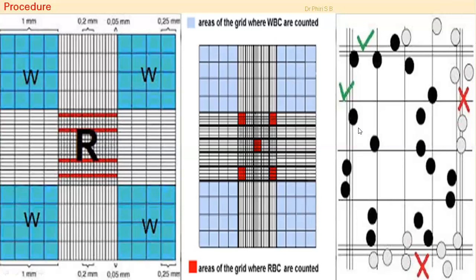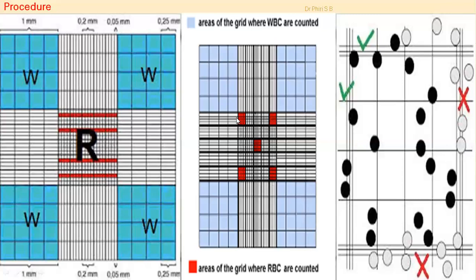I hope you understand. So in this case, if you're just counting those cells touching the top margin and the left margin, then all the cells touching that line, you count them. So you start. When you check this margin, it has 3 tiny lines. You can see there are 3 tiny margins here forming the bigger margin for this bigger square.